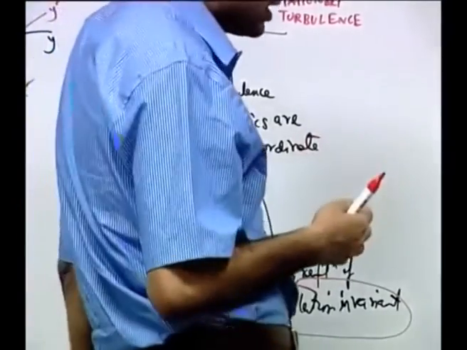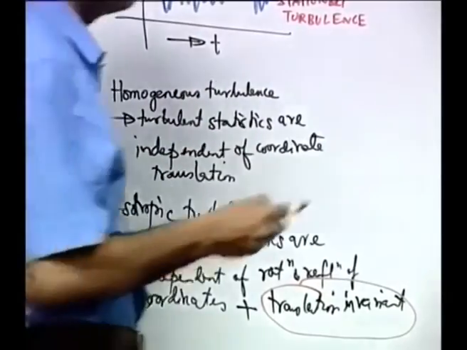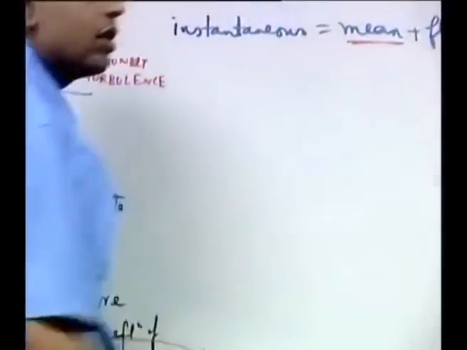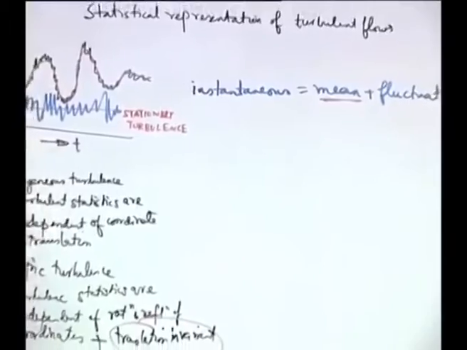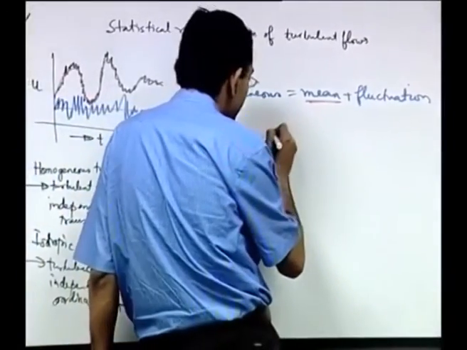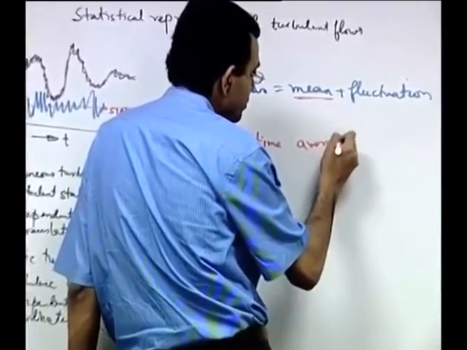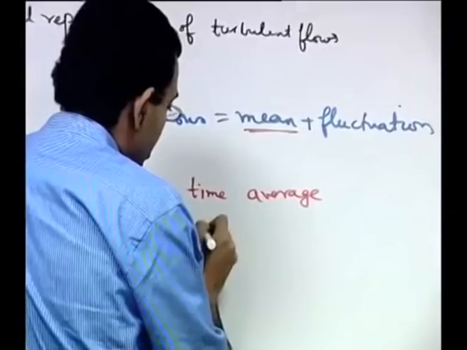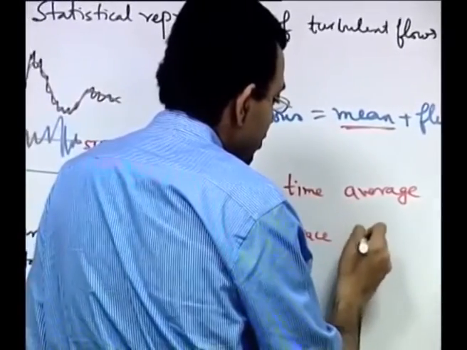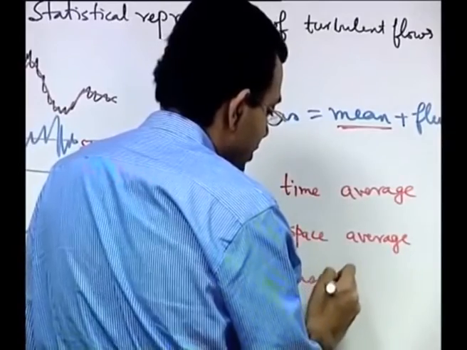Now next is that we have talked about the average or the mean. The question is what type of mean or what type of average? There are different types of averages which are possible, and let us try to understand those. Those are called time average, space average and ensemble average.